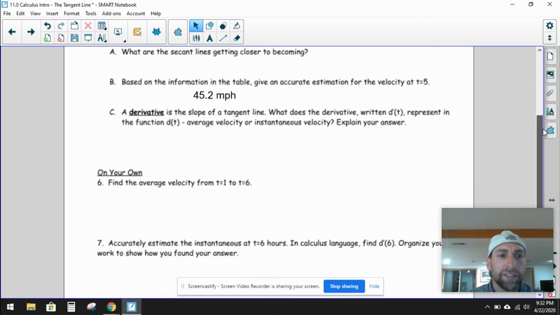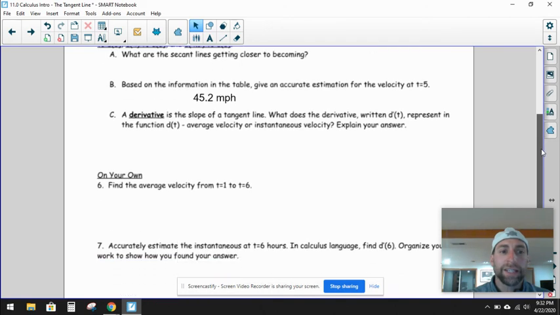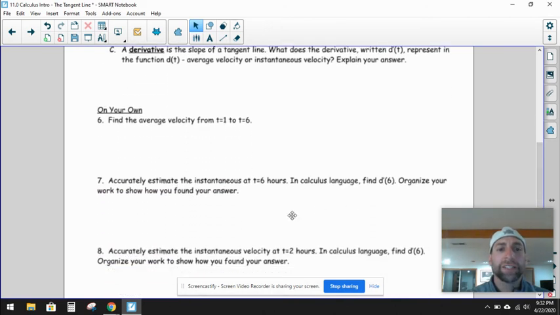Number 6 is asking you to do average velocity. So all you're going to do with t equals 1, t equals 6 is plug them into the function, get y values for each of those, and then do the slope between those 2 points. Okay. Number 7 is asking an accurate estimate for the instantaneous. Oh, the word velocity should be in there. Sorry. The instantaneous velocity at t equals 6.